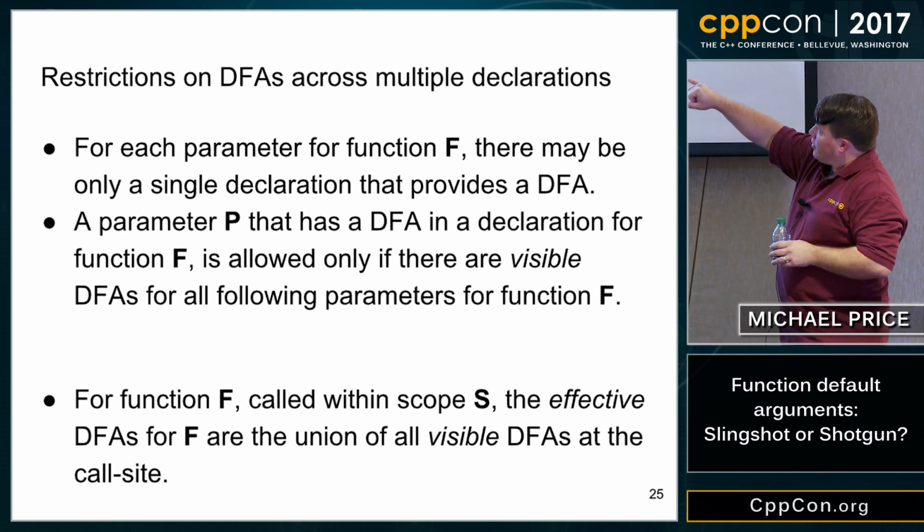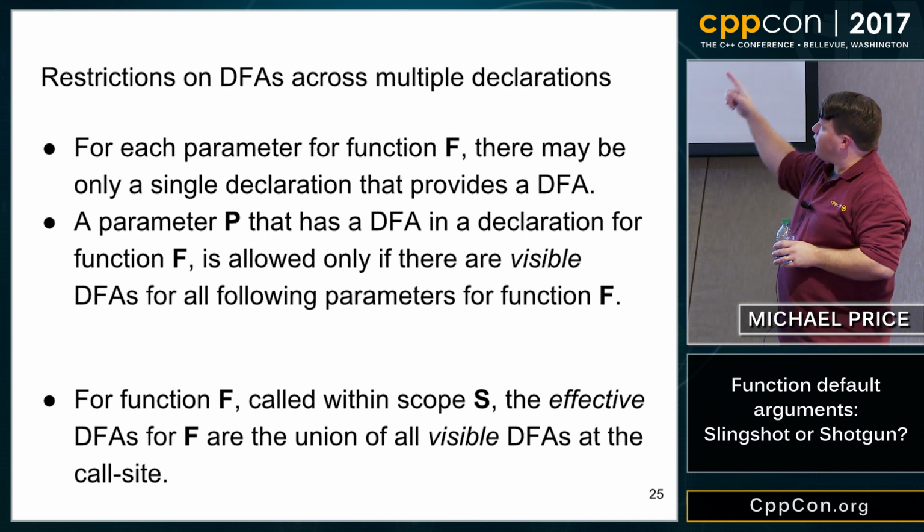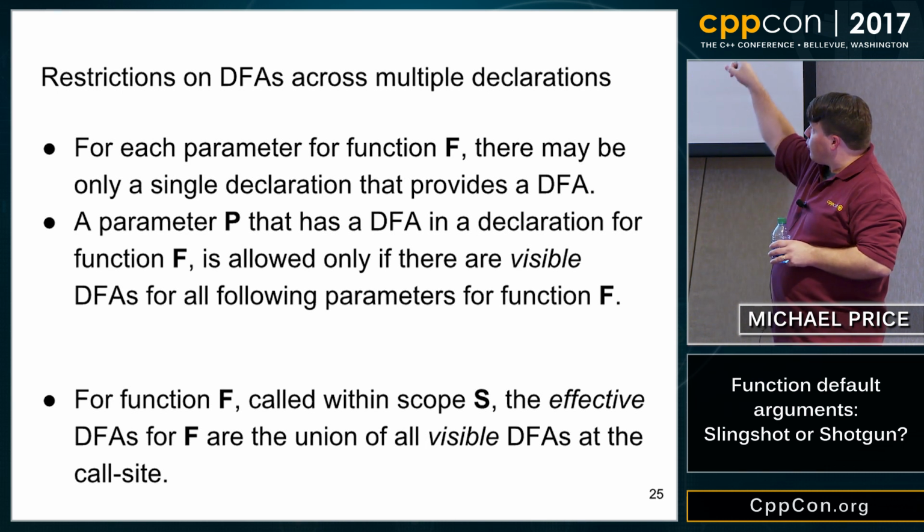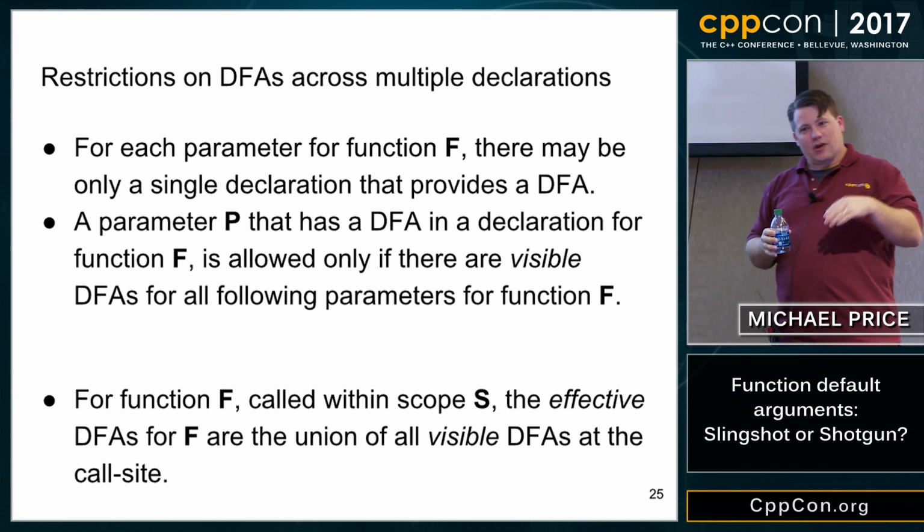A parameter p that has a default argument in a declaration for function f is allowed only if there are visible default arguments for all following parameters of function f. Visible is, that word visible is italicized for a reason that I'll get to in a minute.